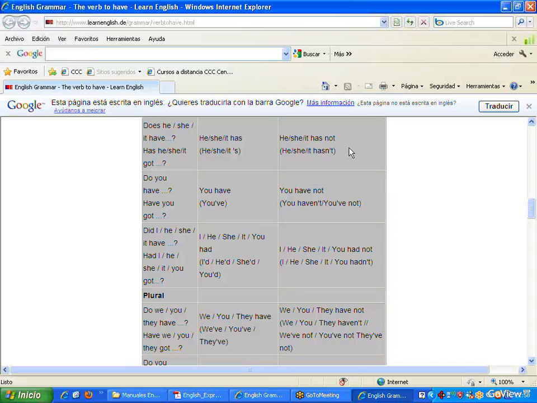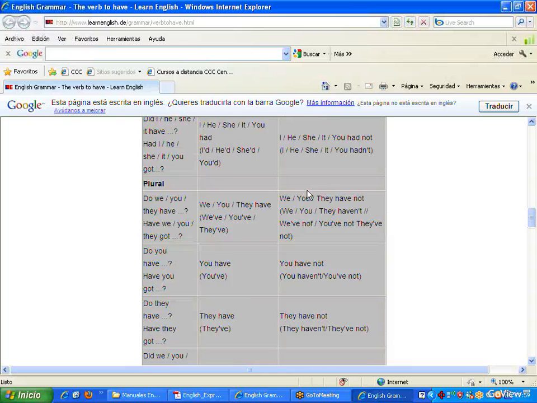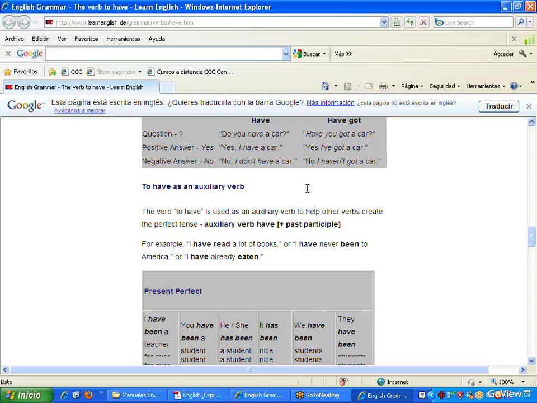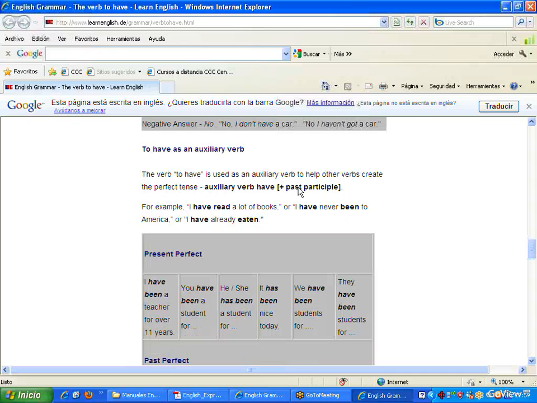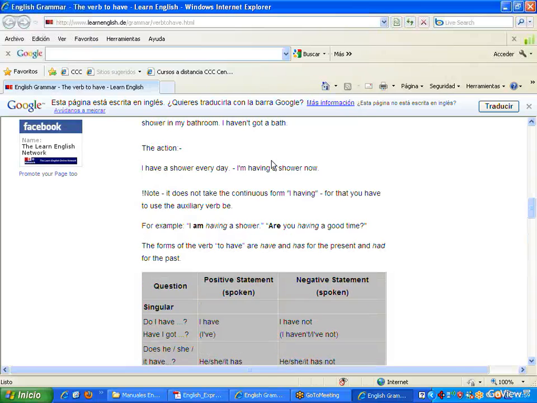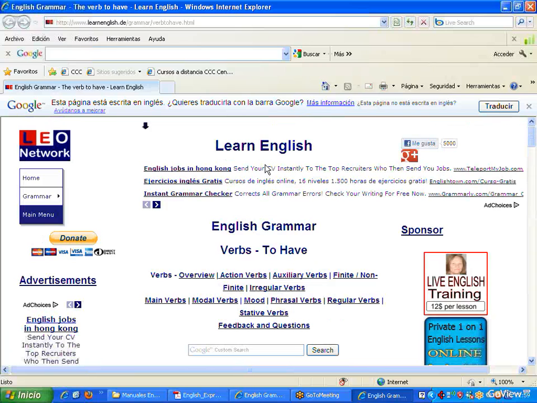Okay, so you can study all these and you can look at the examples. Sometimes have is used as an auxiliary verb. We use that in different tenses, but we're not going to learn those now because they come in a later lesson. Okay, so the verb to have. Yo tengo un coche. I have a car.